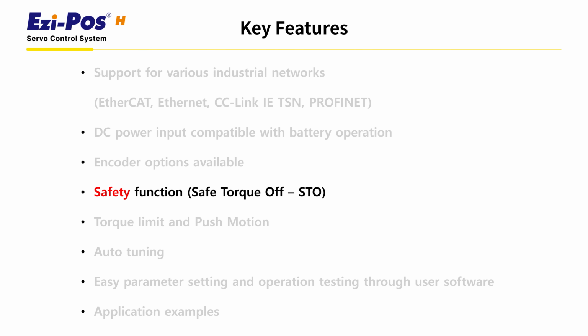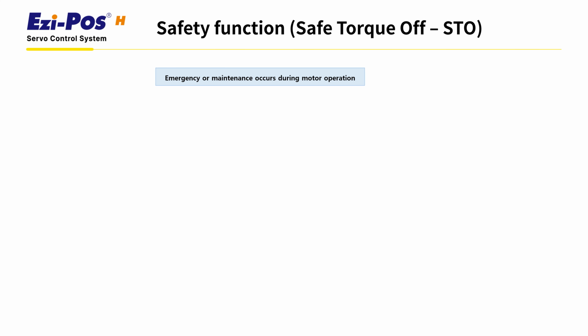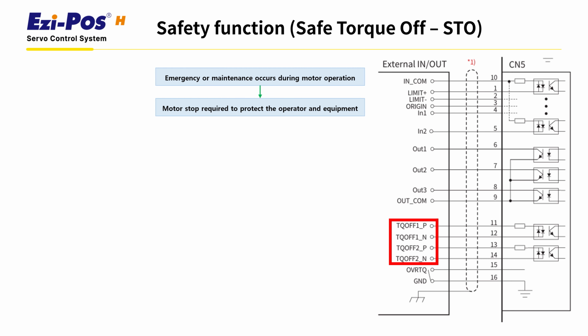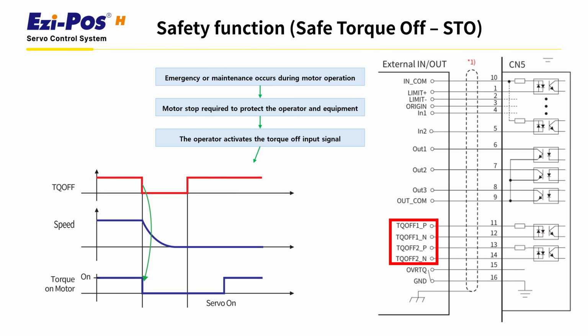Ezi-POS supports safety functions. When an emergency occurs during operation or during maintenance, it is necessary to keep the motor in a servo-off state to protect operators and equipment. This function is called the torque-off function, which forcibly stops the motor. Ezi-POS includes two dedicated inputs, TQOFF1 and TQOFF2, for this purpose.